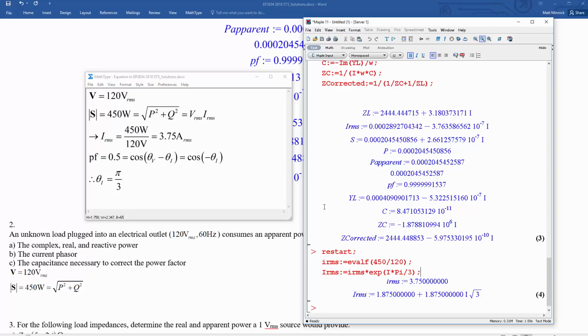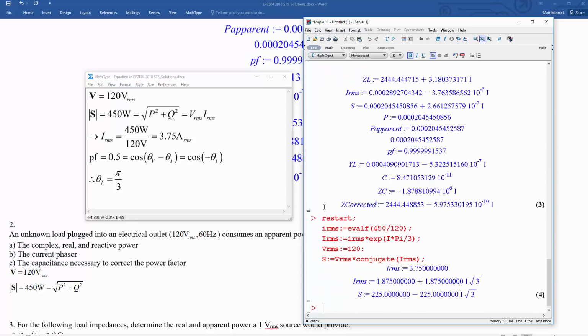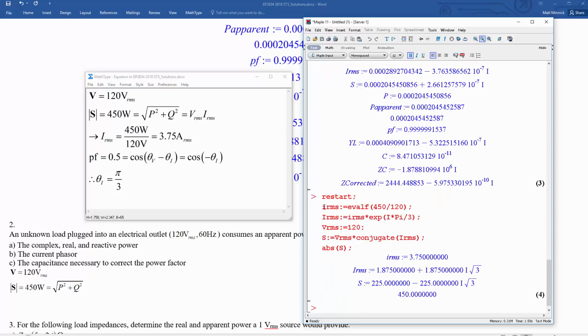Okay, and then we can check some stuff out. If we've got V equal to 120, then we could figure out what the complex power is. S would equal V RMS times the conjugate of I RMS. And abs of S, if we've done everything right, should be 450.